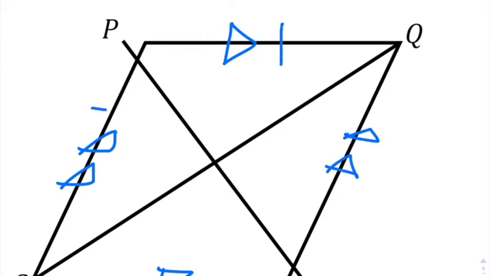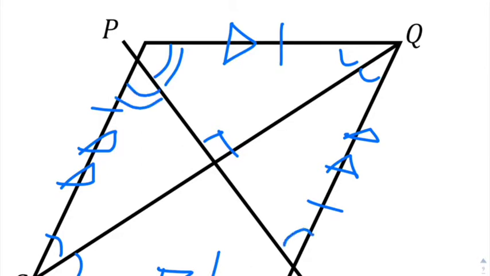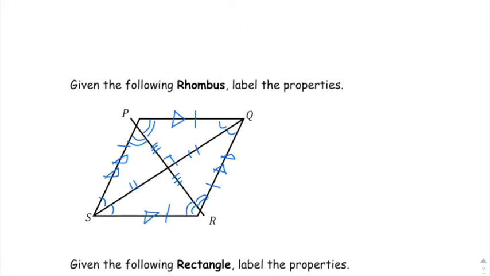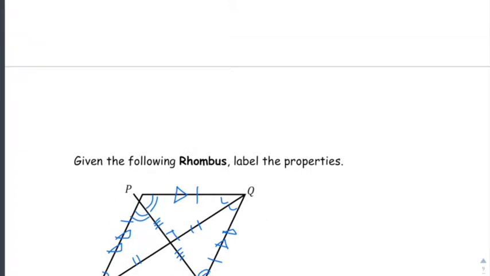Except now you have all the sides are congruent to one another, so I'll use one tick for all those. You have also this right angle. We know that the opposite angles are congruent and they're bisected. So all the little miniature angles are going to be congruent. Then you can also put that the diagonals bisect each other. And that is for your rhombus right there.